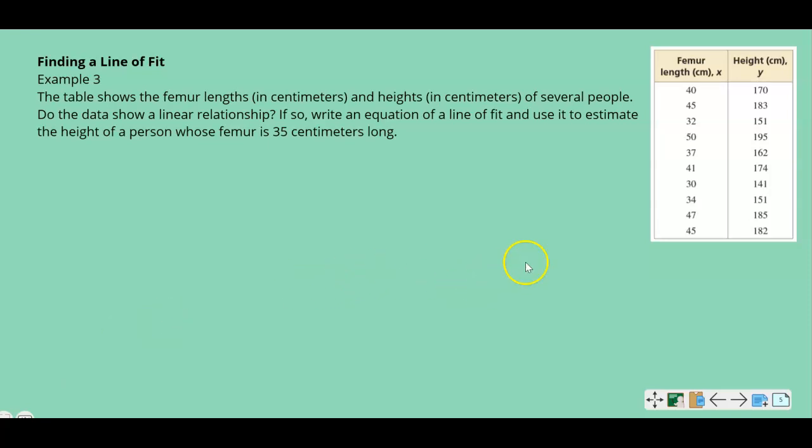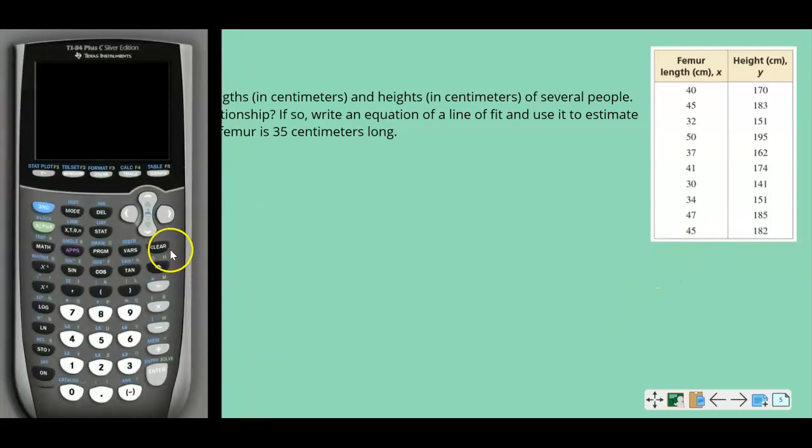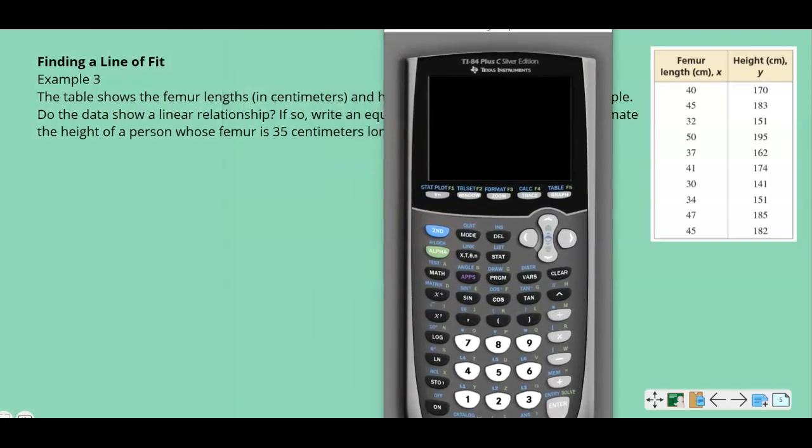All right, so you can see that they give us a table here, the femur lengths in centimeters and the height in centimeters. All right, so the first thing it says, do the data show a linear relationship? So we're going to take our calculator and we're going to enter this information in our calculator.